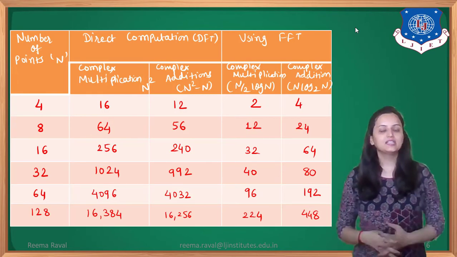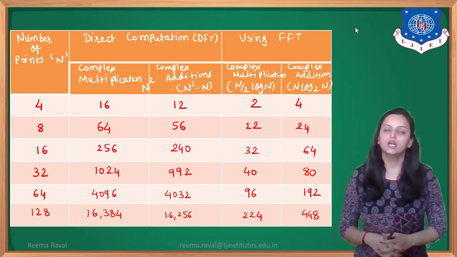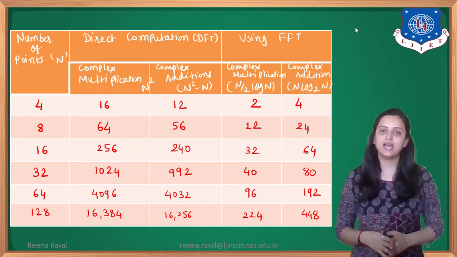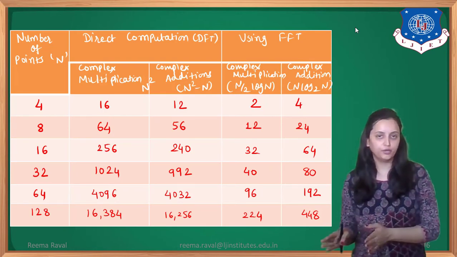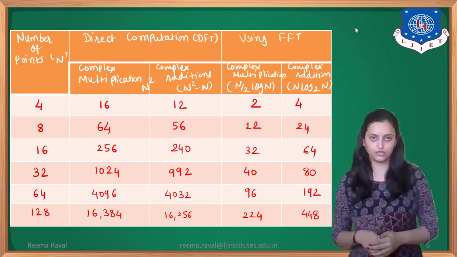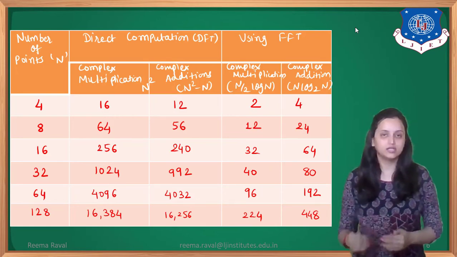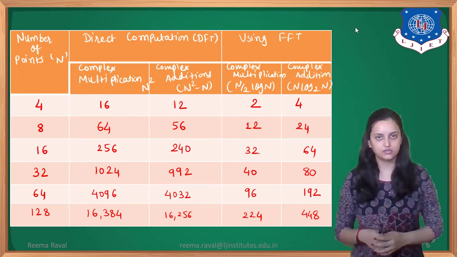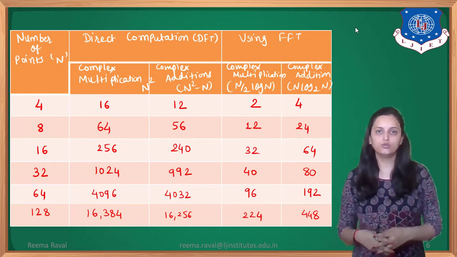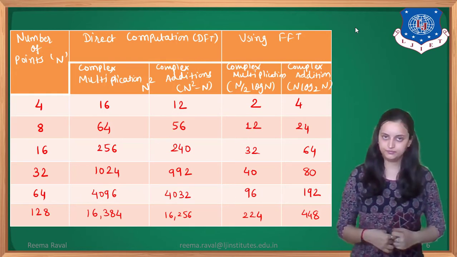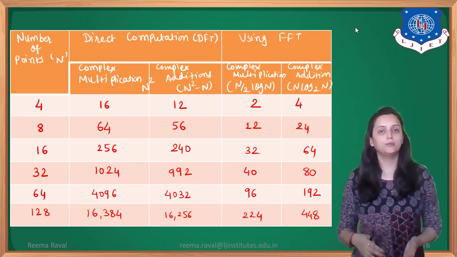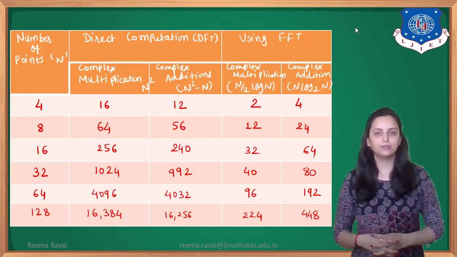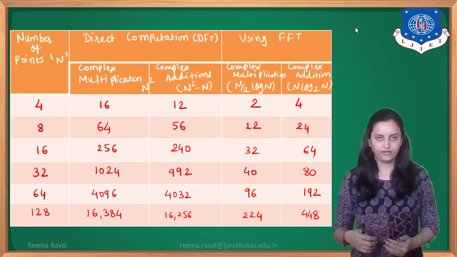Comparing and observing this table, you can say that as we increase the number of points, the FFT structure gives the best computational complexity, that means less computational complexity, with accurate results and a reduced number of complex multiplications and complex additions. So it is advisable to use FFT for efficient computation of the Fourier transform as compared to DFT. I hope this comparison table is clear between DFT and FFT.